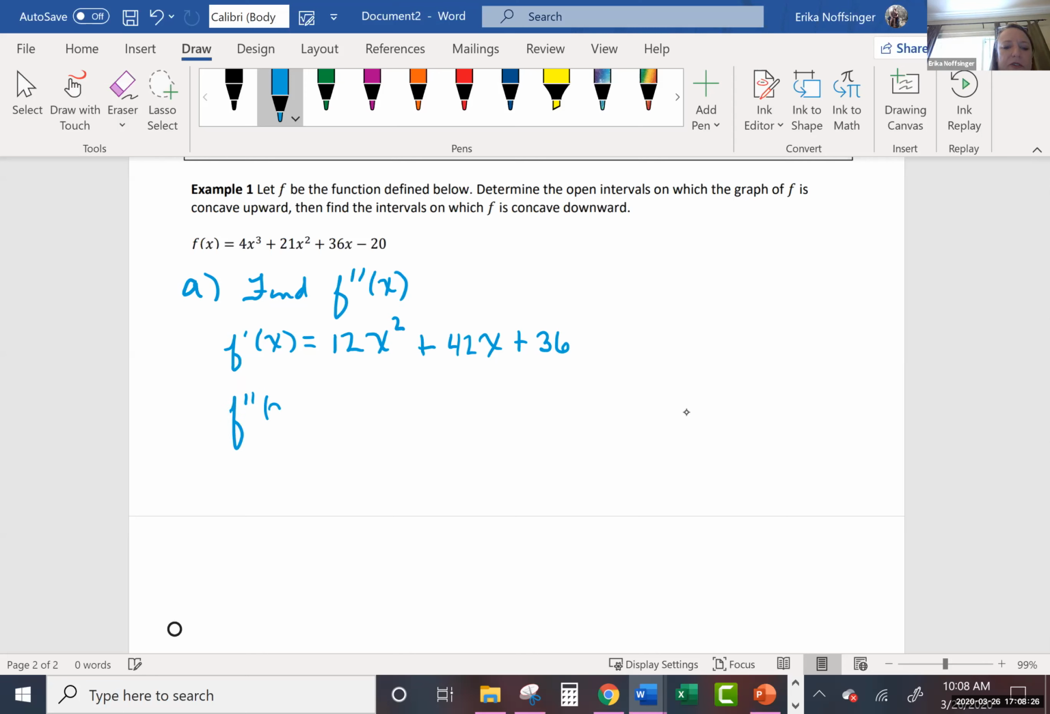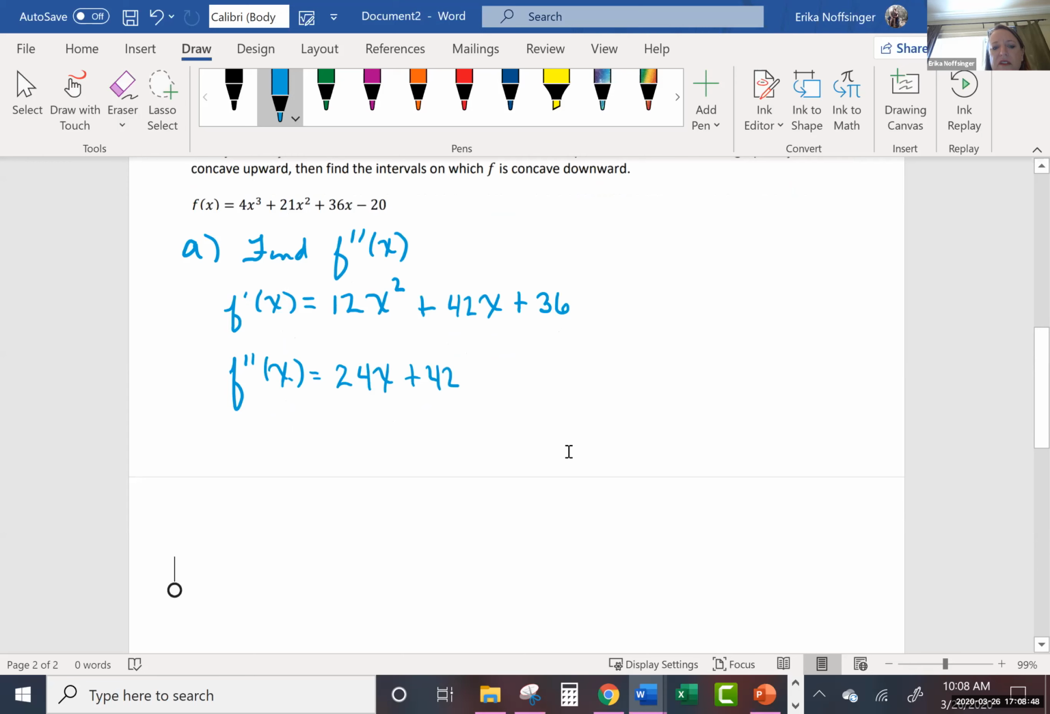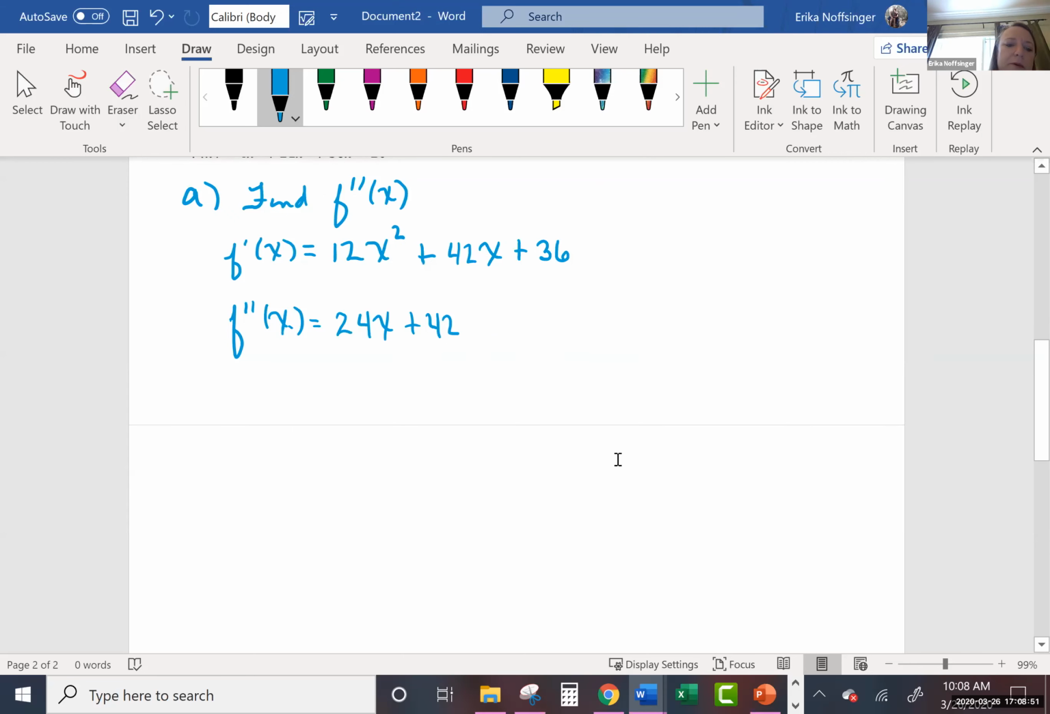So finding the second derivative, all we're doing is taking the derivative of what we just found above. And so the derivative of 12x squared, well, 12 times 2, so that's 24x. And the derivative of 42x is 42. And the derivative of 36 is 0. So we want to find where the second derivative is equal to 0 and undefined.